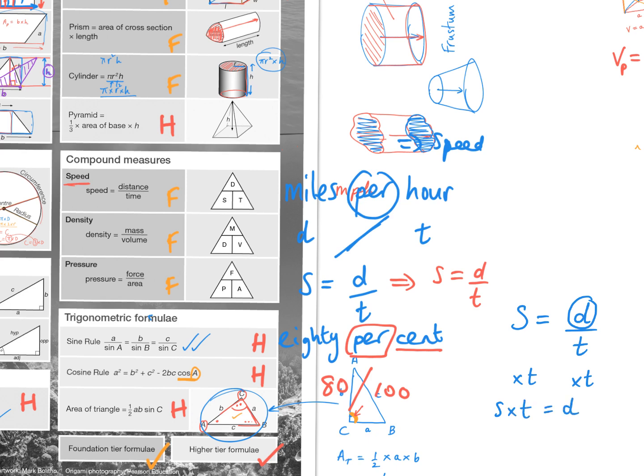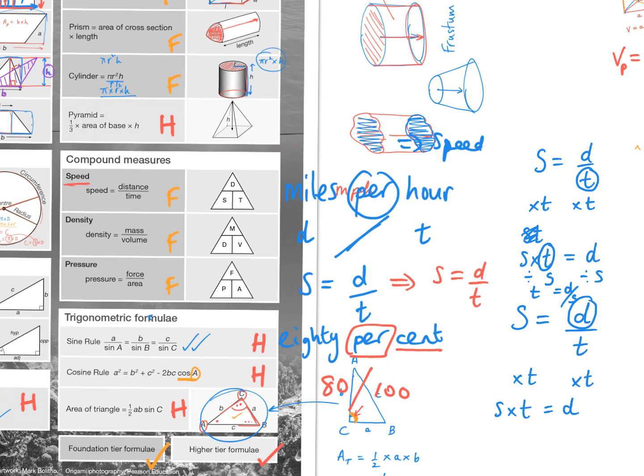But say, for example, I start from speed equals distance over time, and I wanted to find the time. Well, what I could do is times both sides by t, and then I'd end up with s times t equals d. Then I think, well, I need this time on its own, so I'm going to divide both sides by s. And that would leave me with t equals d divided by s. So time is distance divided by speed.